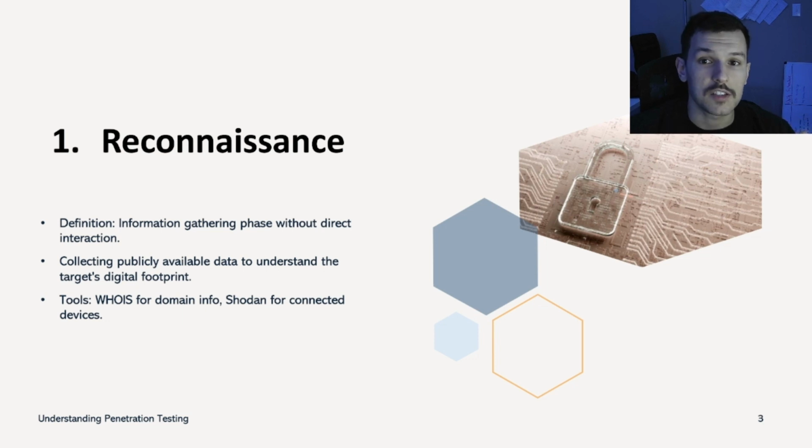This is the first phase where a pen tester gathers information about the target system or network. This phase involves collecting data that could be useful for finding vulnerabilities without interacting with the target system. So during reconnaissance, the tester may collect publicly available information such as domain registration details, network infrastructure documents, and employee details from social media or the company website.